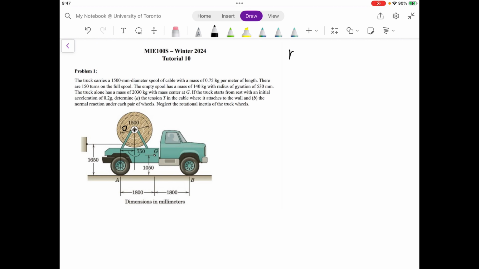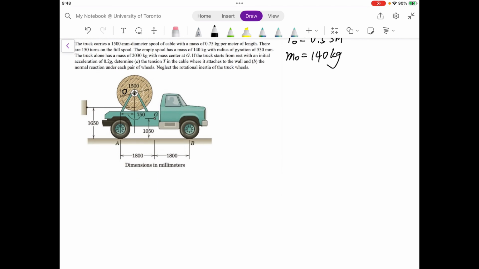First, we have the radius of the spool where it has cable, which is equal to 1.5 over 2. This is equal to 0.75 meter. Without cable, it's equal to 0.53 meter. The mass of the empty spool is equal to 140 kilogram.